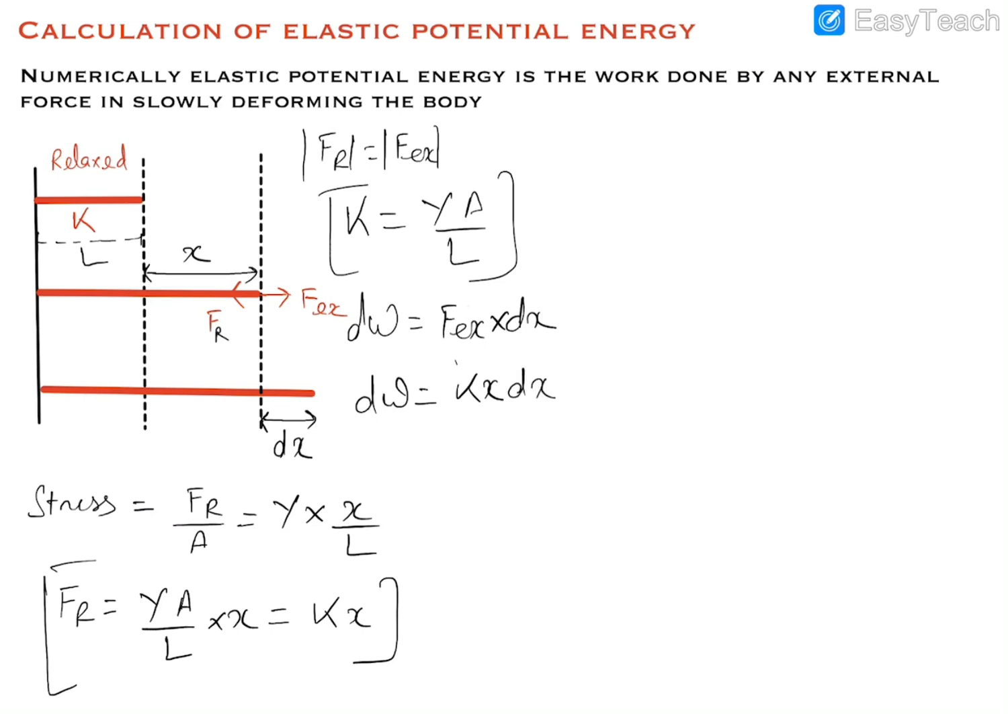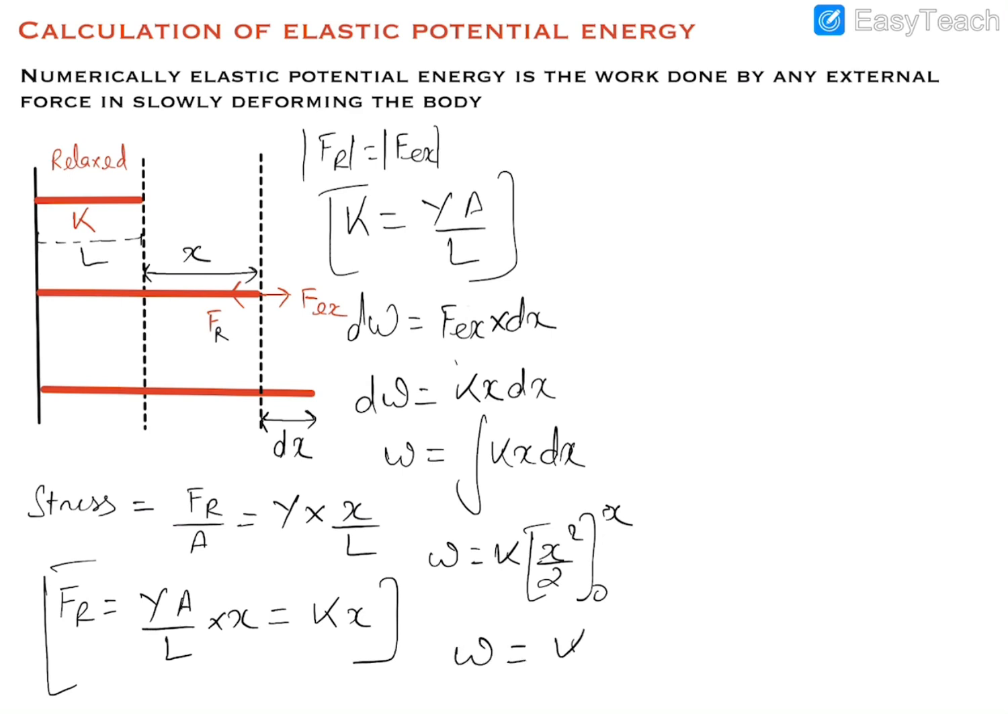So kx dx. Now the total work done in stretching this spring is integration of kx dx, and the total work done will be k into x square by 2, where the limit is 0 to x. So work done is equal to kx square by 2. Or we can say that the energy stored, the elastic potential energy, is equal to half kx square, which we have already derived in mechanics.